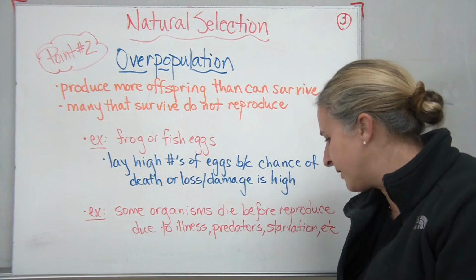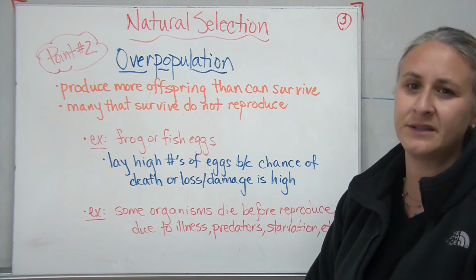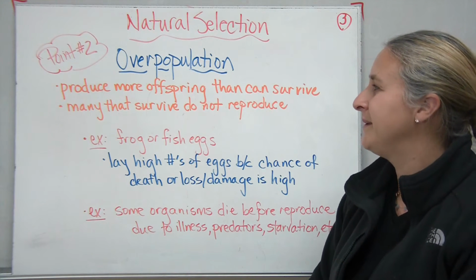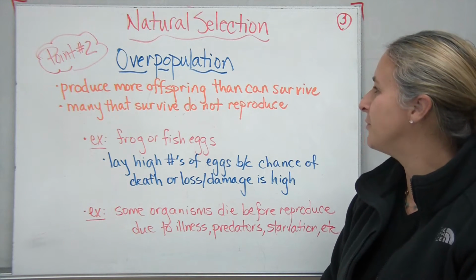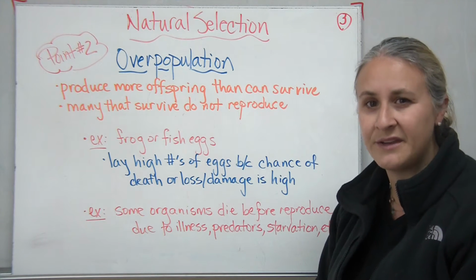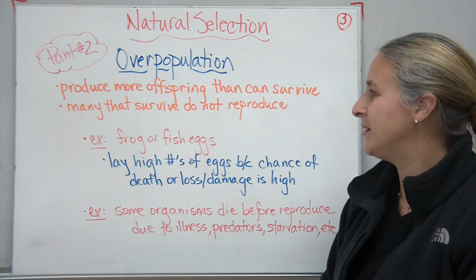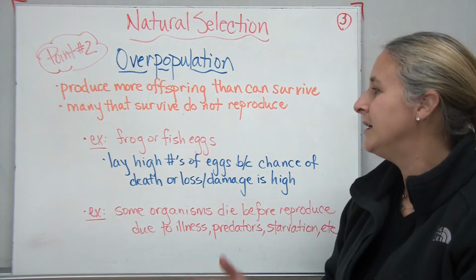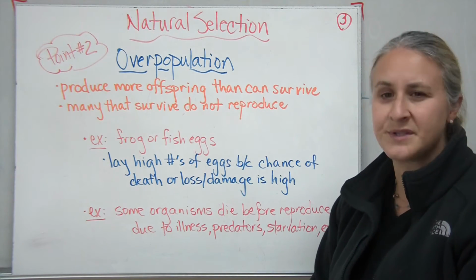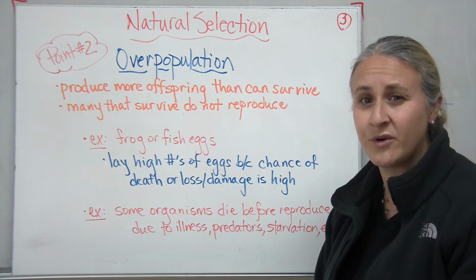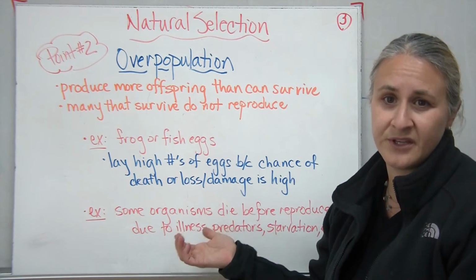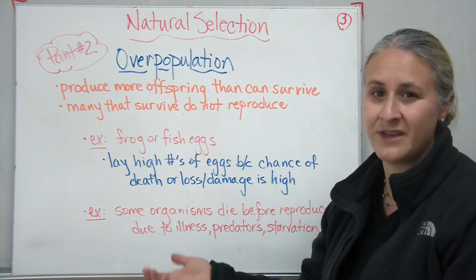The second part to Darwin's theory is basically dealing with something called overpopulation. Overpopulation is when organisms will produce more offspring than can survive in nature. Many of the ones that survive oftentimes don't even go on to reproduce. So there's a couple of examples that go along with this whole concept of overpopulation. Think of frogs and fish. Frogs and fish living in the water lay a lot of eggs.